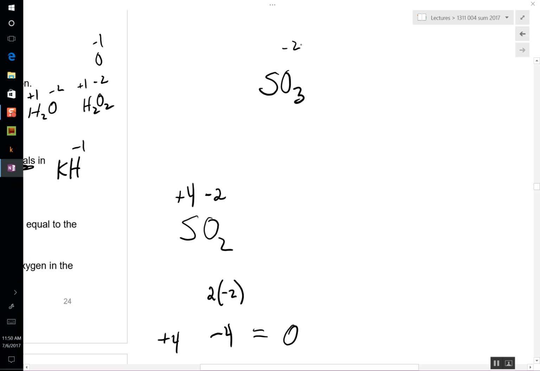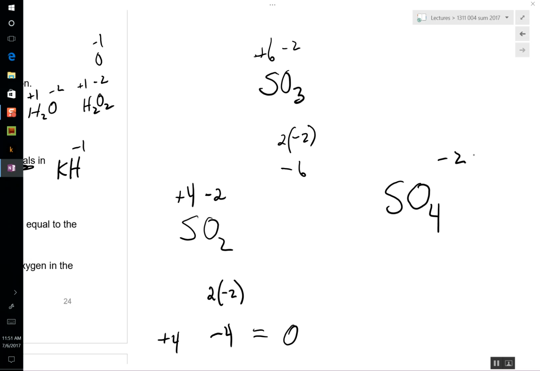Sulfur is +6. So in SO2, the sulfur is in a +4 oxidation state. In SO3, the sulfur is in a +6 oxidation state. Okay, now let's look at this. Here's the sulfate ion. Now the charges of the negatives and the positives have to equal that.